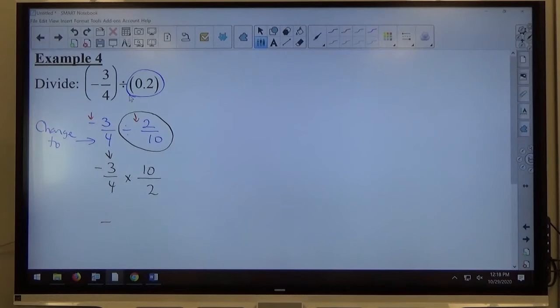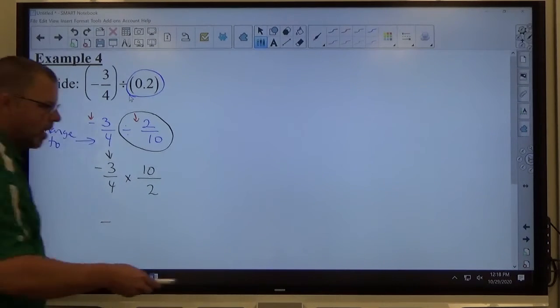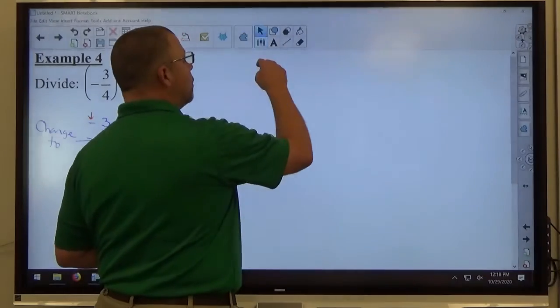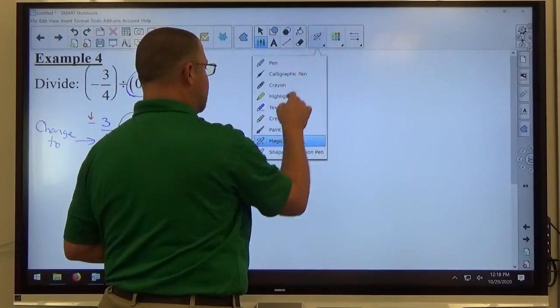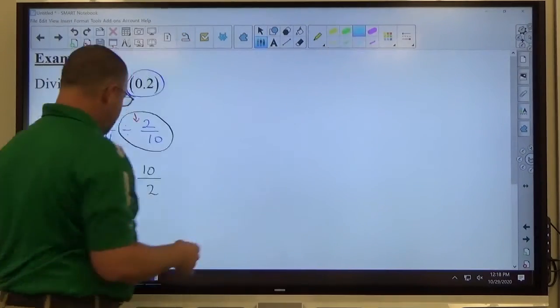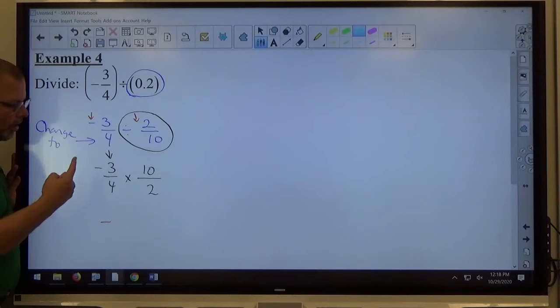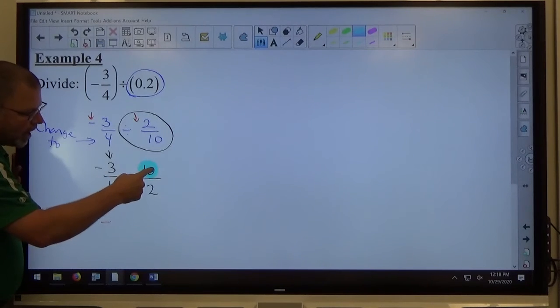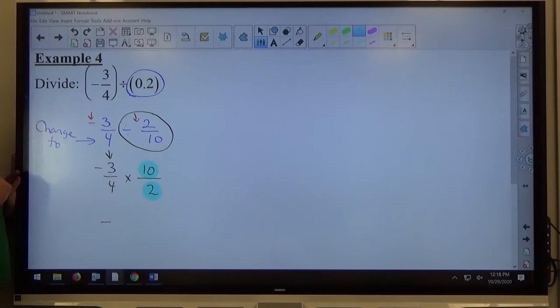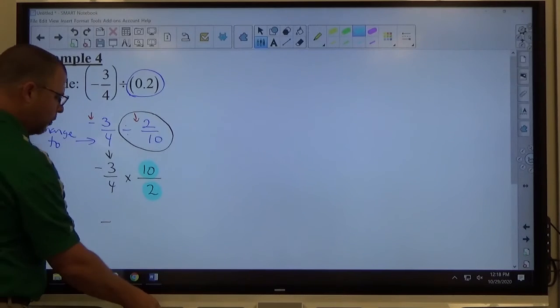So -3/4 times 10/2. And just like before, I'm looking to reduce fractions if I can in the process before I start multiplying. So once it becomes a multiplication problem, it's just like example 2 was. I'm multiplying some fractions. So if I notice a number on top and a number on bottom that divide by the same number, I should do that before I multiply everything.